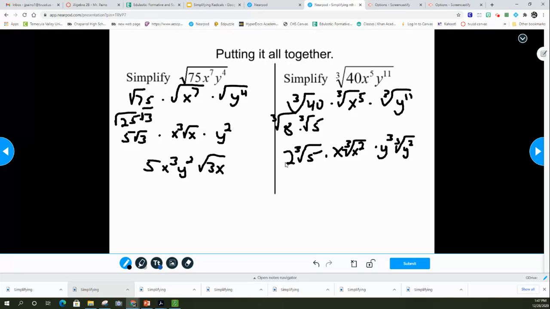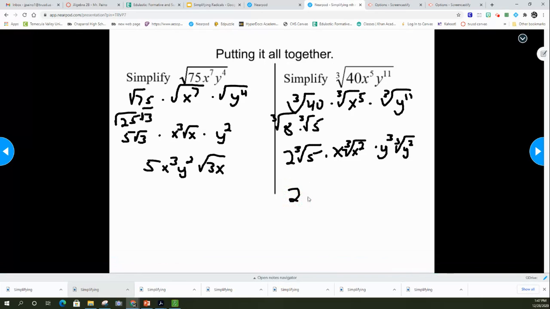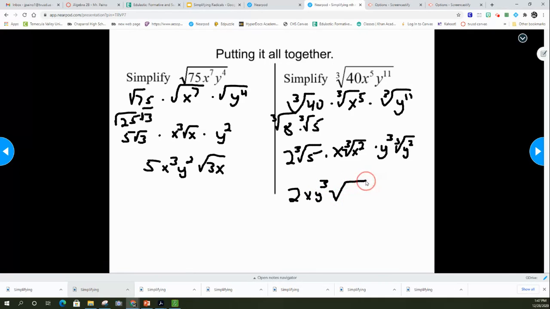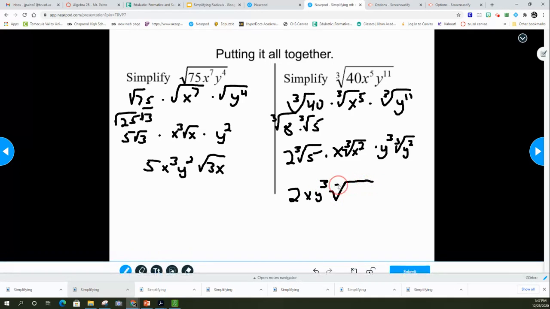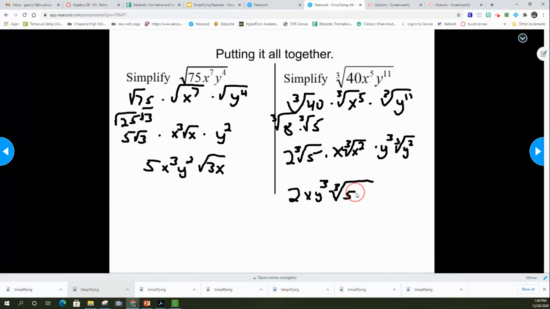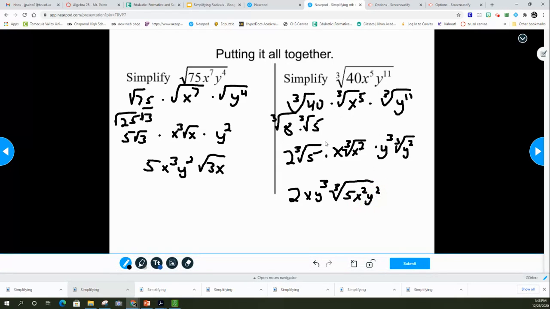Okay, so on the outside, I have 2xy cubed. 2xy cubed on the outside. All right, now I have my radical sign. My index number is 3. Now on the inside, I have 5x squared y squared. And I just put everything back together. I just multiplied it all back together. Separated it so I could simplify each one, and then I put them back together.